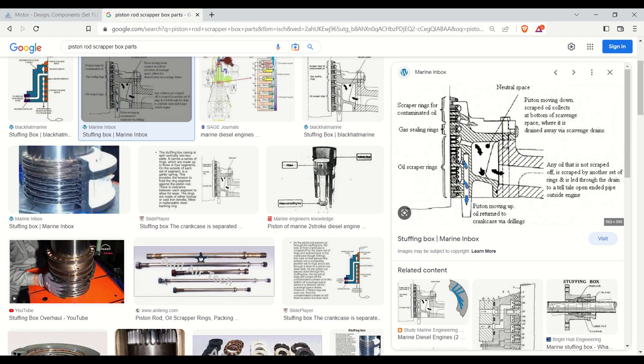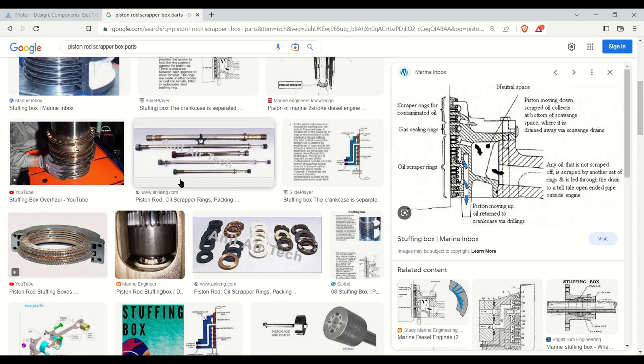The TBN number of the cylinder oil is higher than the crankcase oil, so we can't mix the cylinder oil with the crankcase oil, so we need to scrape the extra oil in a separate space. That's why it is being separated at this portion. You can see any oil that is not scraped off is scraped by another set of rings.